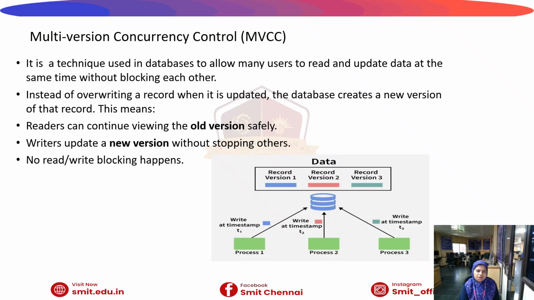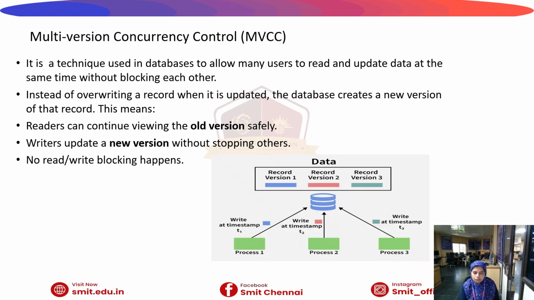What is multi-version concurrency control? It is a technique used in databases to allow many users to read and update data at the same time without blocking each other. See the diagram. Writes happen at timestamps by process 2 and process 3. They are all concurrently approaching the database at the same time, and it is handled with the help of priorities.